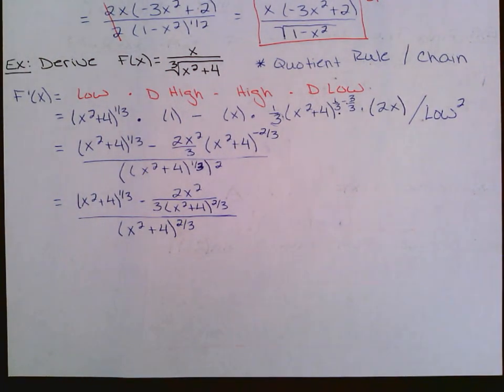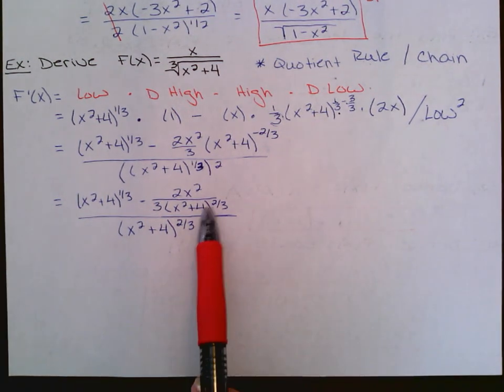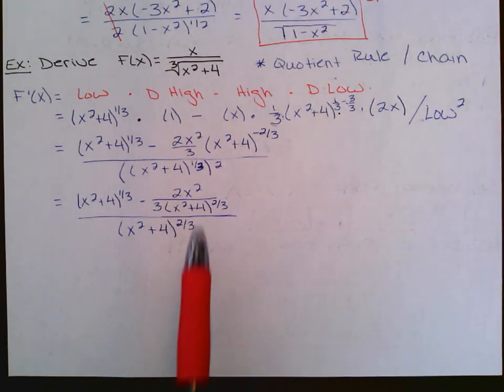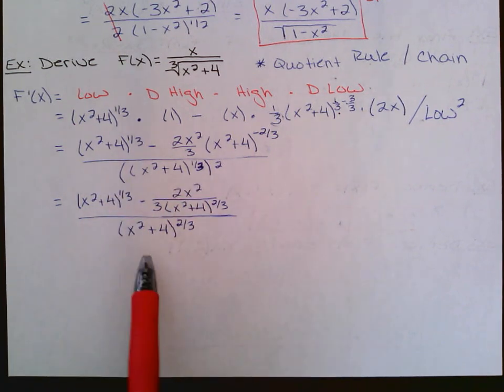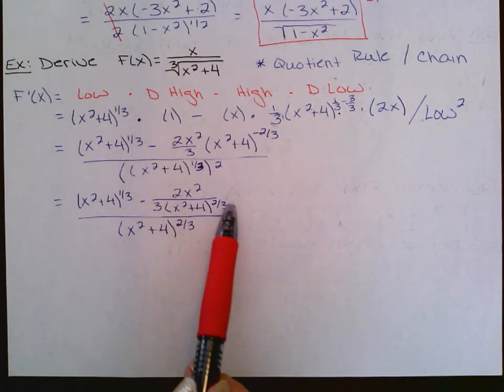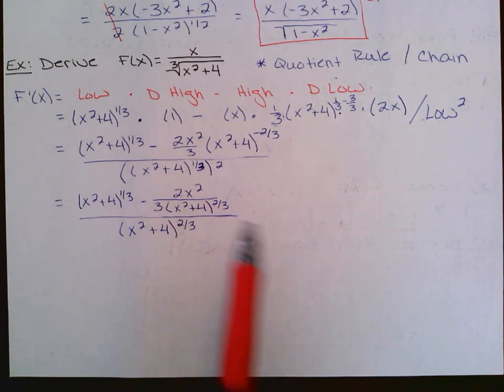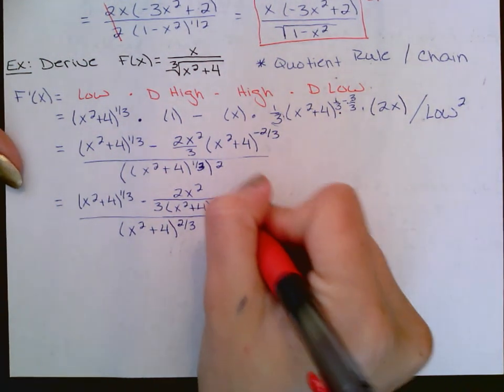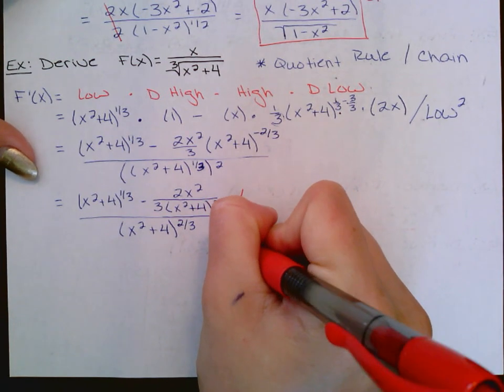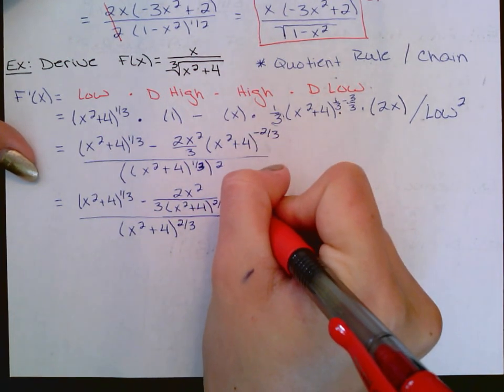So now, here's a side note that I want you to take. There are many ways to clean this, and some of them are very lengthy. I'm going to teach you the way that I feel is the quickest and works every single time. Whenever I have a complex fraction, meaning a fraction within a fraction, that extra denominator right there, that 3 times x squared plus 4 raised to 2/3, that extra denominator is what I'm going to multiply top and bottom, okay?